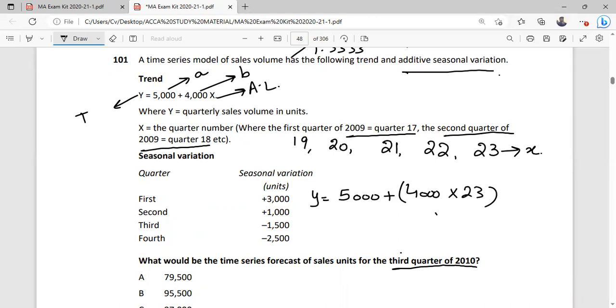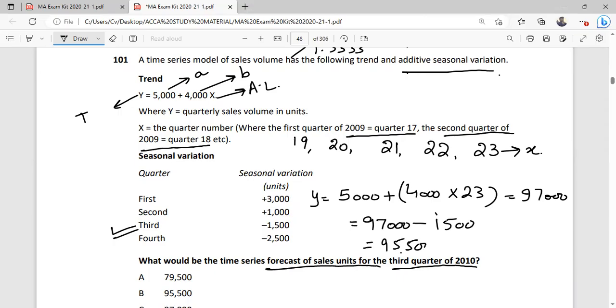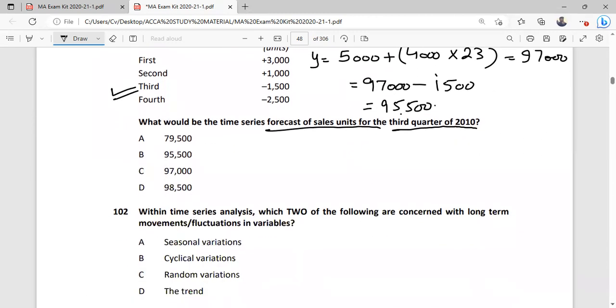So x is 23. Now you can use y is equal to 5000 plus 4000 into 23. So 4000 into 23 plus 5000. Here your answer is 97,000. But it is not the final answer because you are required to address the seasonal variation for the third quarter. So 97,000 minus 1500, forecast sales units will be 95,500, right? This is the correct answer.